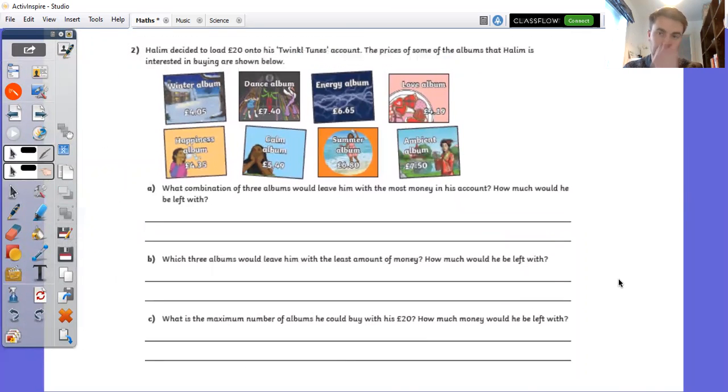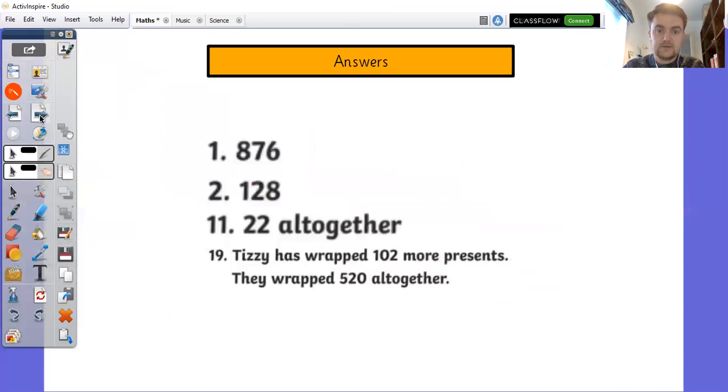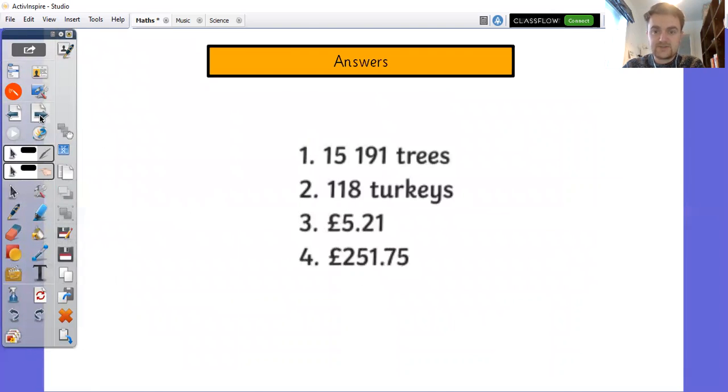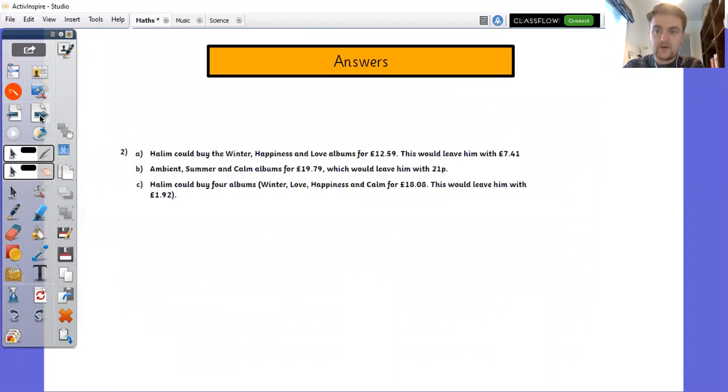Okay, and here are your answers for the first batch, your answers for the second batch, and your answers for the third batch of questions.